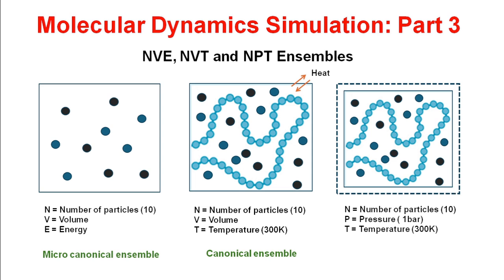Okay, that's how the volume can be adjusted and consequently the pressure of the system will be maintained. And you know, a barostat algorithm is required to maintain the pressure of the system. So this ensemble is known as the isothermal-isobaric ensemble because both temperature and pressure are kept constant. Okay. Now I am going to show you a few common thermostat algorithms.